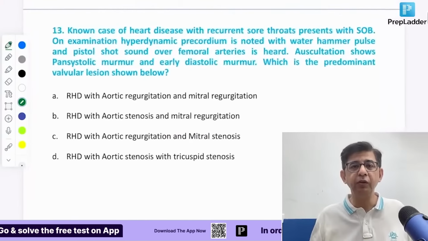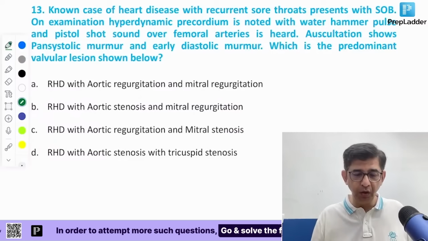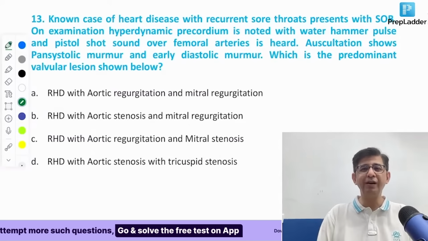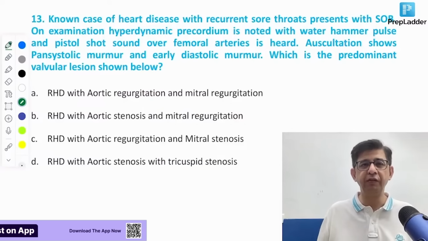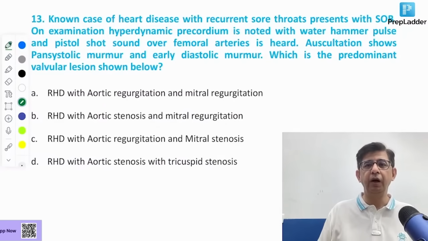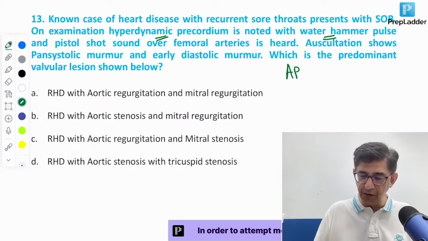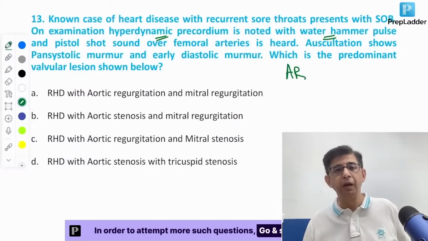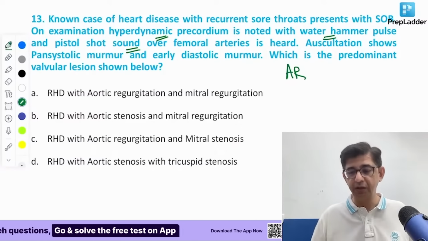12th is sorted. Let's look at the 13th. For the 13th one, there is a known case of heart disease. It's not written rheumatic heart disease. It's saying known case of heart disease with sore throat presents with shortness of breath, hyperdynamic precordium, with water hammer pulse present. The moment you read the words water hammer pulse, you know that you're dealing with valvular aortic regurgitation. Pistol shot sounds are heard over the femoral arteries, again aortic regurgitation.